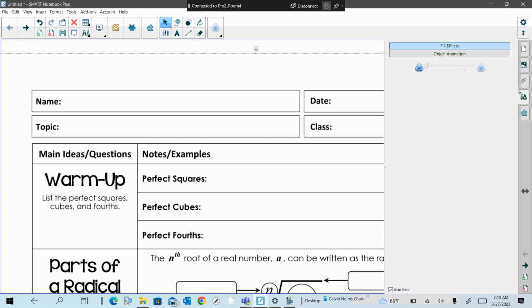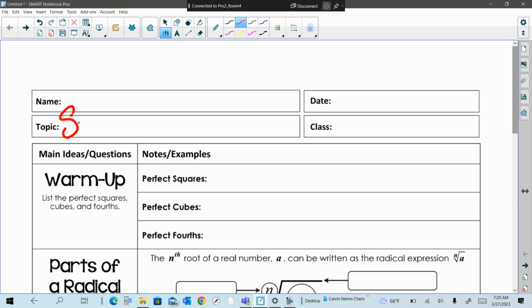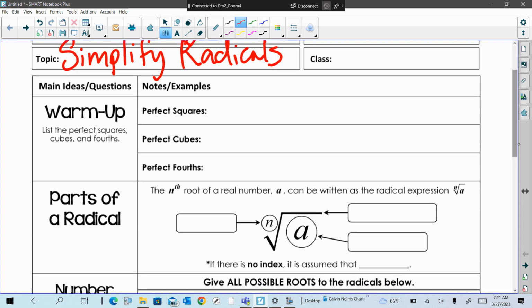So we're gonna focus on the topic here, which is simplify radicals. In order to do that, this warm up is important. You have to know your perfect squares, your perfect cubes, your perfect fours.